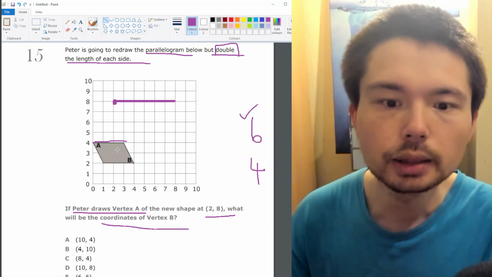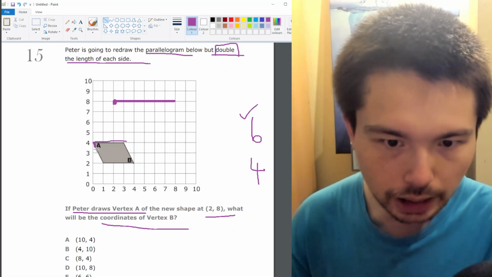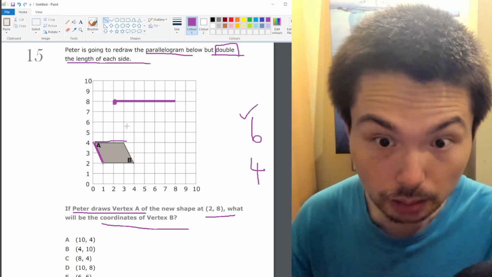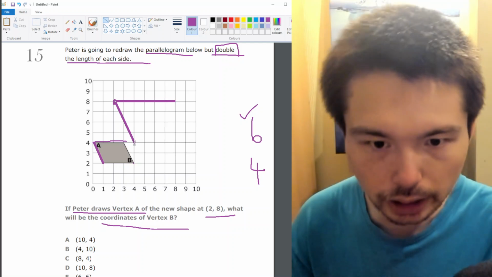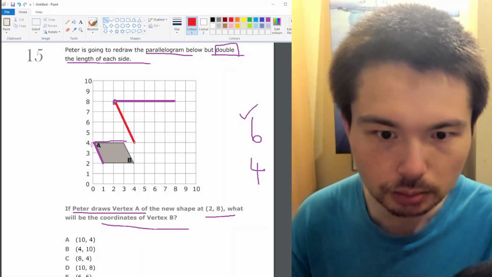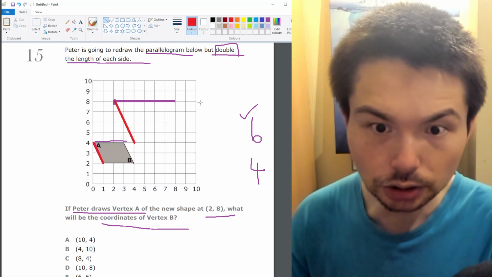Here we go. Now we go down. You see that length? That's 2. So we double. So it should be 4. 1, 2, 3, 4. I think I've drawn that correctly. Let's put that in a different color, red. Just make it stand out.